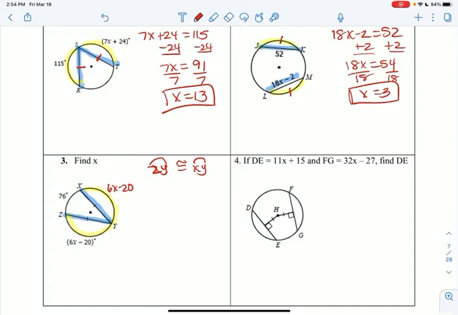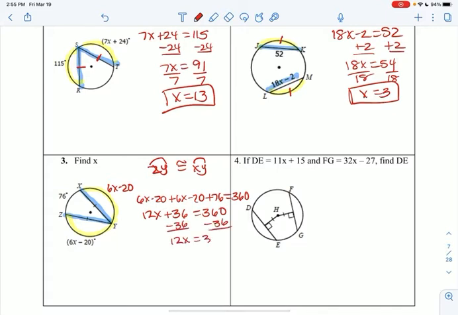All right, so you're going to take all 3 arcs, the 6x minus 20, the 6x minus 20, and also the 76, and I'm going to set all three of them equal to 360. Okay, so that means I have 12x. Negative 20 and negative 20 is negative 40, but then I'm adding 76. So 12x plus 36 equals 360. Subtract 36, and I have 12x equals 324. Divide by 12, x equals 27. Okay, so a couple different problems.